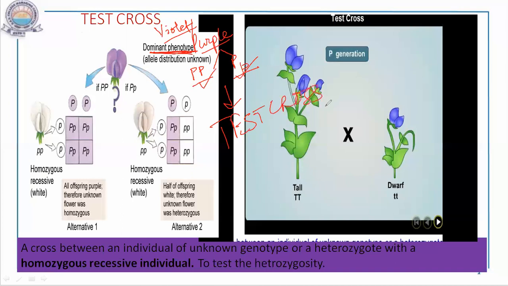Could you follow now why the test cross will be done? When I say I have a dominant phenotype, there are two possibilities. What are the two possibilities? I can have a homozygous allele pair. I can have a heterozygous allele pair. But which one is the correct one? To know that, I have to do the test cross. That is why it is written, it is a cross between an individual of unknown genotype. So what do I know? The genotype is unknown. But what is known to me? Who will tell? What is known to me? Phenotype. Good.